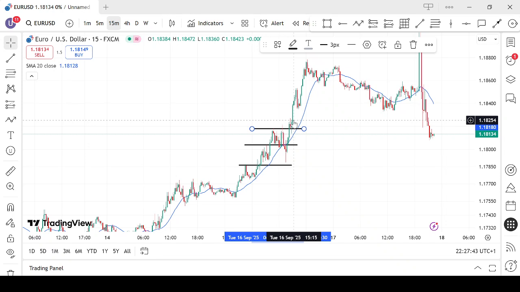You have to enter trades when price pulls back to your moving average near these levels and show signs of bouncing off support or resistance. This is how you enter the market.